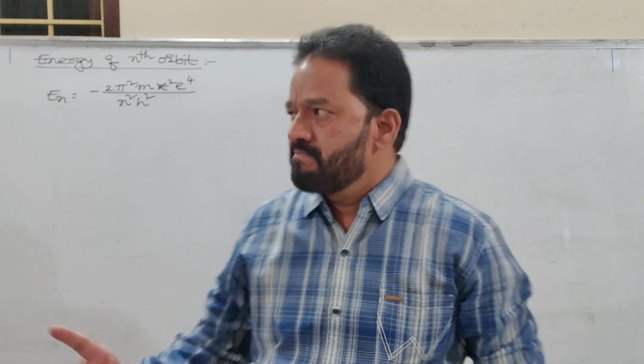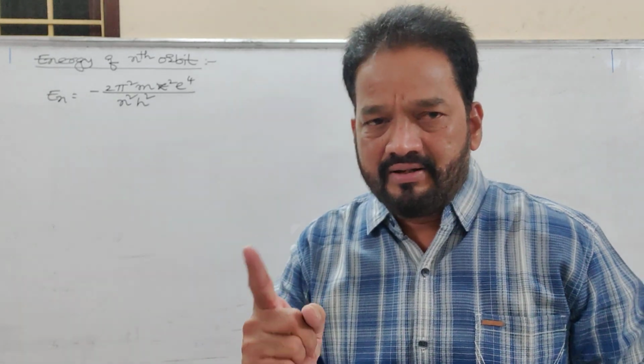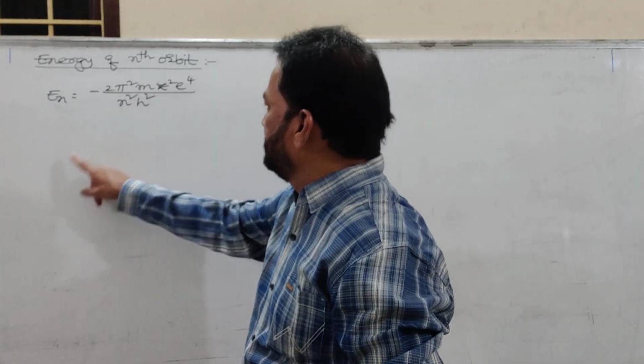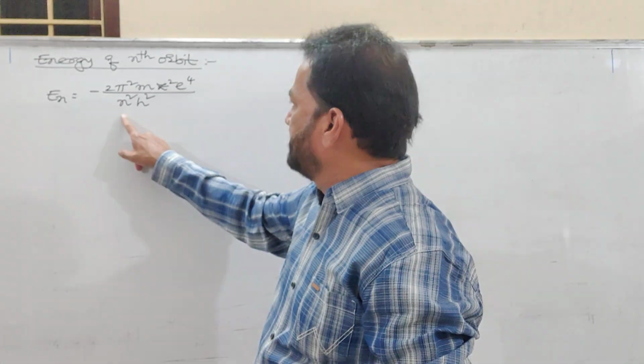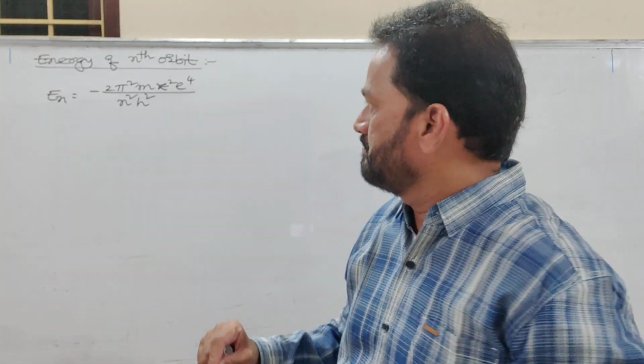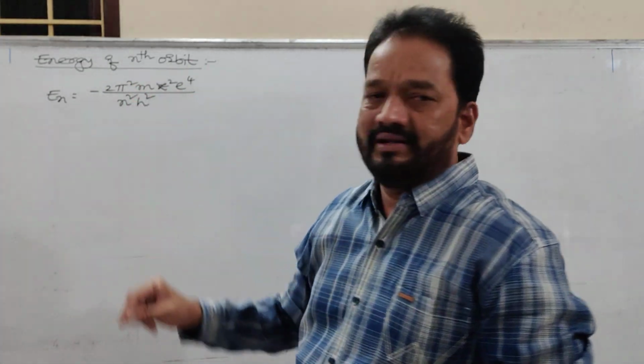If the same expression is taken in two different cases, E1 and E2, we will get E1 by E2 is equal to Z1 square by N1 square into N2 square by Z2 square. Others are constants and can be cancelled.